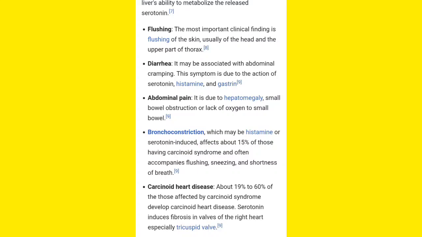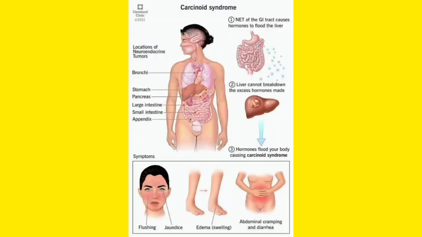All these are questions. Tricuspid valve, which valve is affected? Tricuspid valve, tricuspid regurgitation, right-sided. All these are questions. Now see this picture. You can see this picture. This picture is actually showing the carcinoid tumor, carcinoid syndrome.